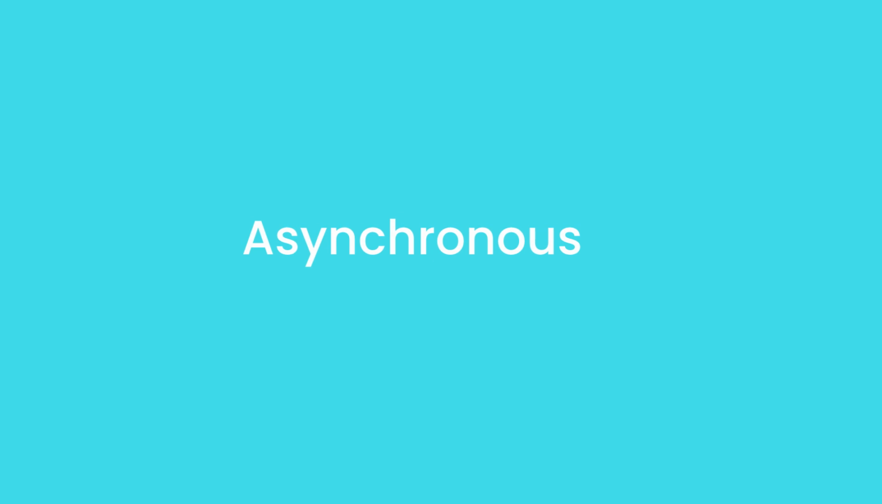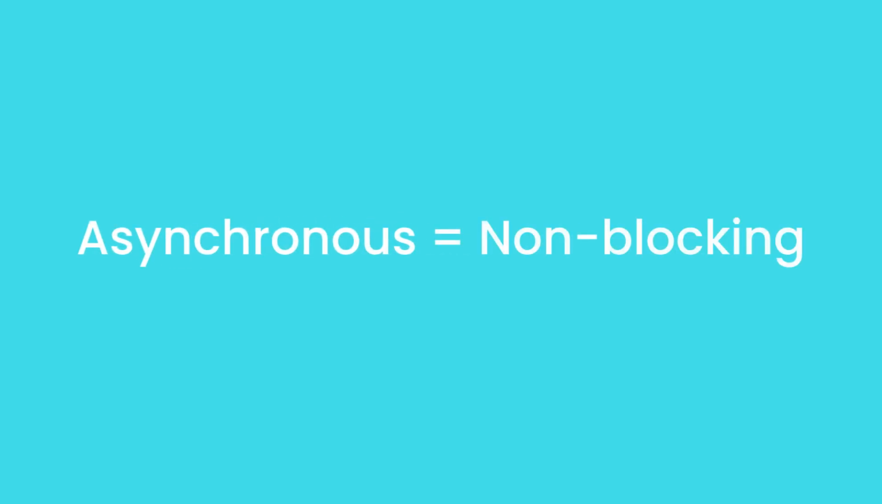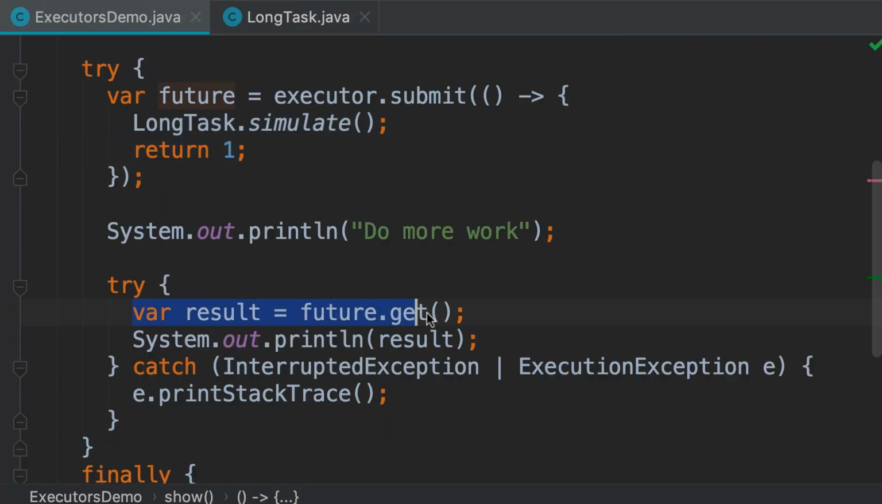And that is what we call asynchronous programming. Asynchronous is one of those fancy computer science terms, but basically it means non-blocking. This code that we have here is synchronous code. It's blocking. We want to write code in a non-blocking way.